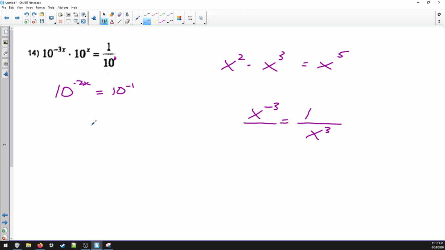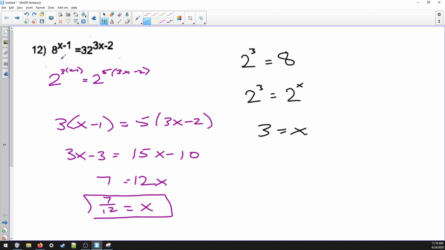This is a one-to-one function, so that means I can set the exponents equal and say that negative 2x is equal to negative 1. If I divide both sides by negative 2, I get positive 1/2 because the negatives will cancel each other out. So this is pretty much the same thing as this one.